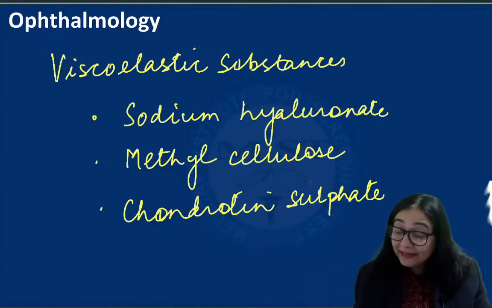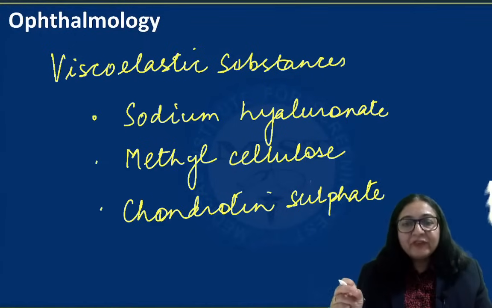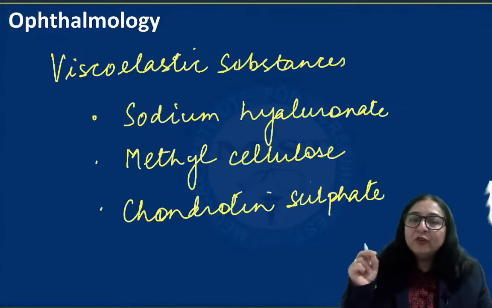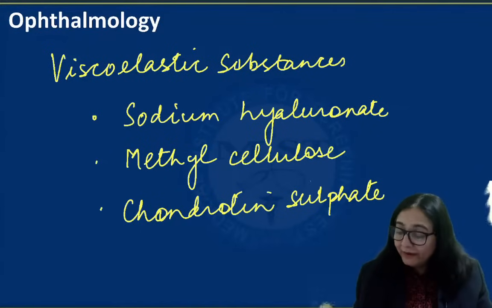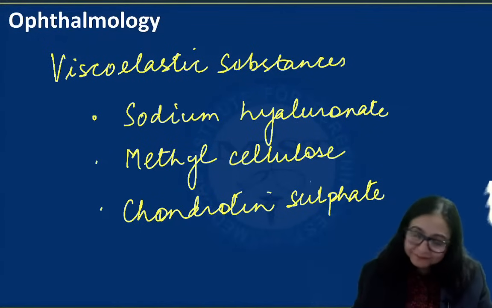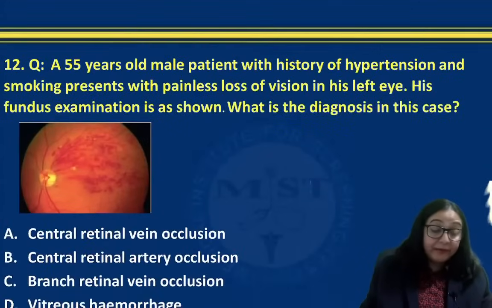Stain the interior capsule, especially when there is mature cataract, to assist in capsulorhexis. Fine. Let's move to the next question, beta.